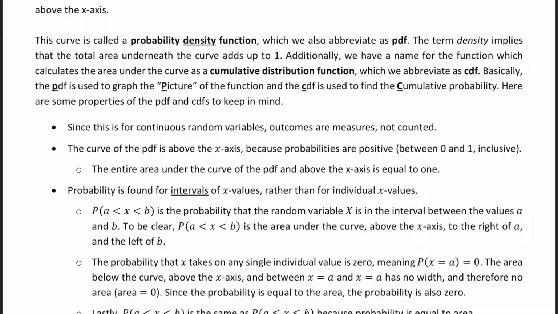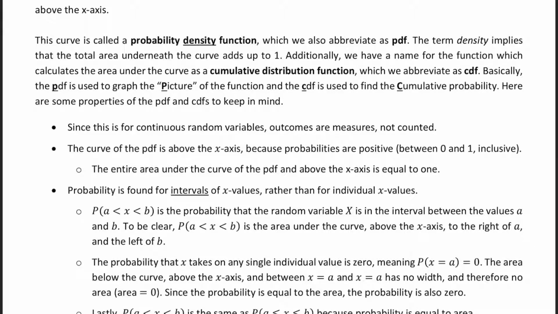The idea behind this density is that the area underneath the curve all adds up to 1. That should make sense because a complete probability model or complete probability distribution all adds up to 1. In our discrete random variables, if we added up all of our possible probabilities, they would add up to 1. So that's the same thing here. All the area underneath the curve adds up to 1.